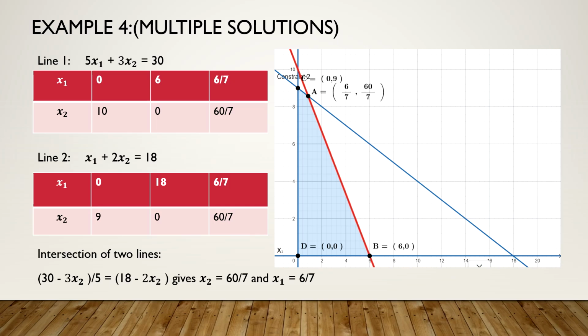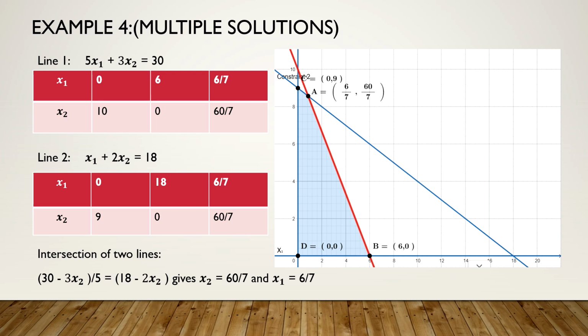So the same technique for both the lines: first obtain the points to plot the lines on the graph. So again for the first line when x1 is 0, x2 is 10, when x2 is 0, x1 is 6. Similarly, for the second line, when x1 is 0, x2 is 9, when x2 is 0, x1 is 18. You can see you will need the intersection of these two lines. So how to get this intersection point precisely?